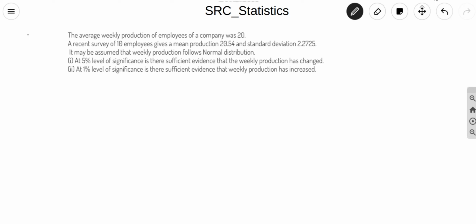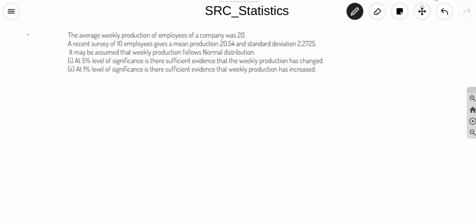Today we shall do hypothesis testing for single mean using t-test. Let me read out the question first. The average weekly production of employees of a company was 20. A recent survey of 10 employees gives a mean production of 20.54 and standard deviation 2.2725. It may be assumed that weekly production follows normal distribution.